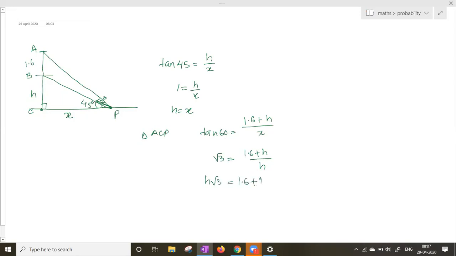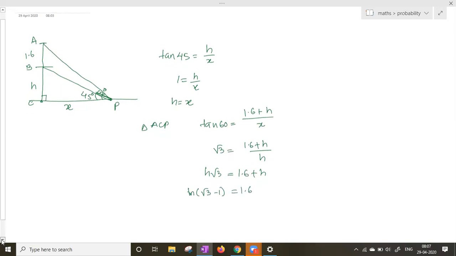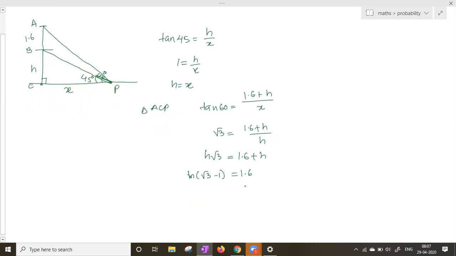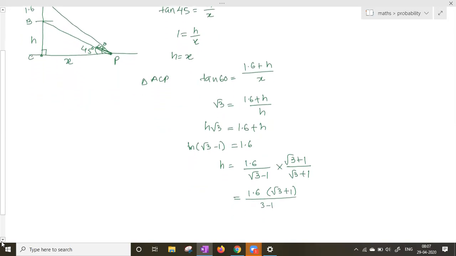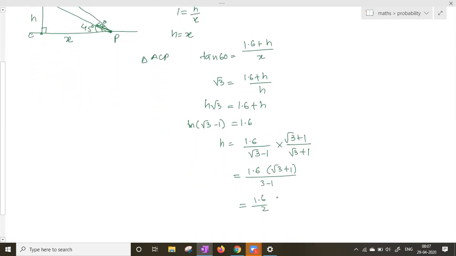h root 3 is equal to 1.6 plus h. h into root 3 minus 1 is equal to 1.6. h is 1.6 by root 3 minus 1, so rationalize it. 1.6 into root 3 plus 1 divided by 3 minus 1, which is 2. 1.6 by 2 into root 3 plus 1, that is 0.8 into root 3 plus 1 is the answer. Substitute the value of root 3, that is 2.732, in the bracket into 0.8.